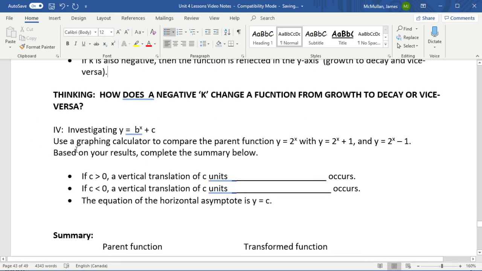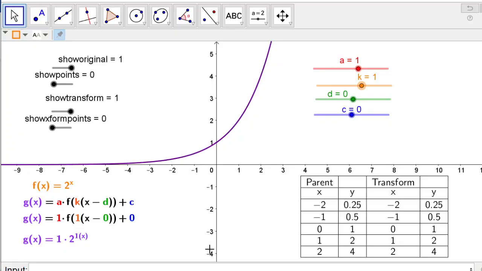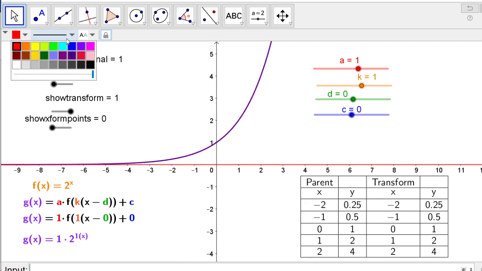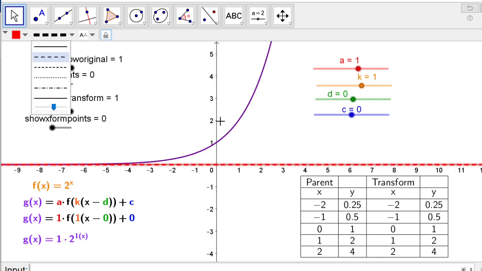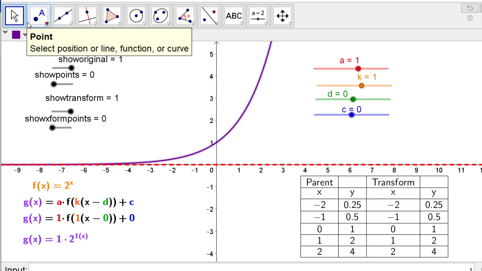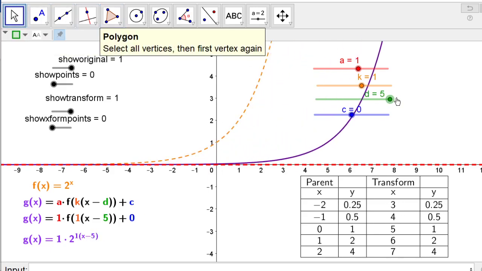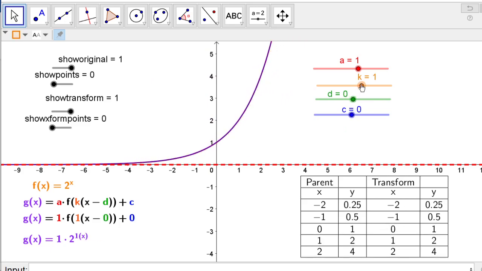Now c is interesting. c changes something that nothing else changes. So one of the things that all of the functions I've drawn have in common is that every one of them has a horizontal asymptote down here, right? I can change d. I can change k.